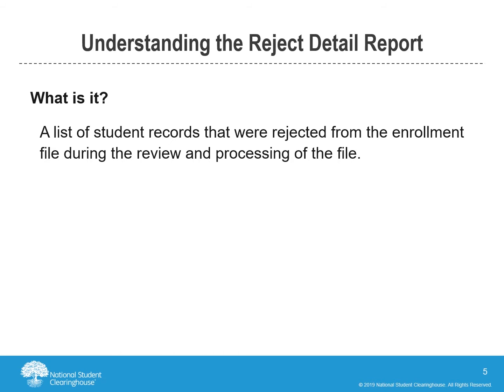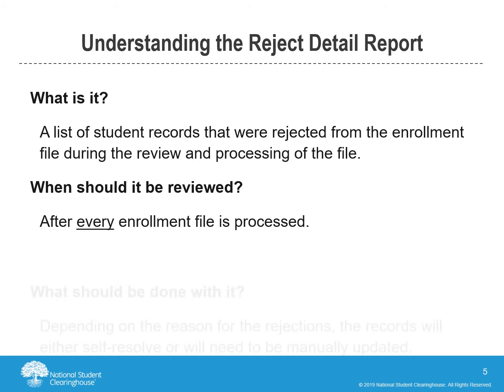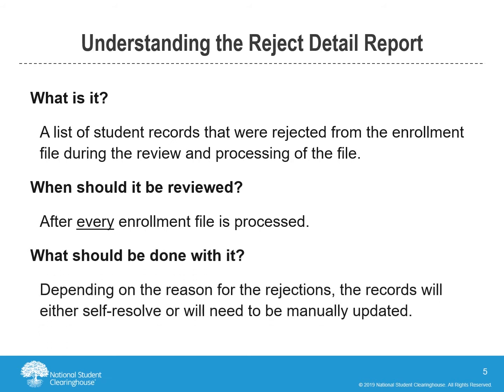After every file is processed, the details of the processed files and the Reject Report can be accessed on the Clearinghouse website. We would recommend checking the file details after every enrollment file is processed. Records on the Reject Detail Report should be reviewed and corrected as needed as soon as possible after the enrollment file is processed. Typically, when a record is rejected, the record will need to be corrected in your student information system and manually updated in our database to reflect the correct data.